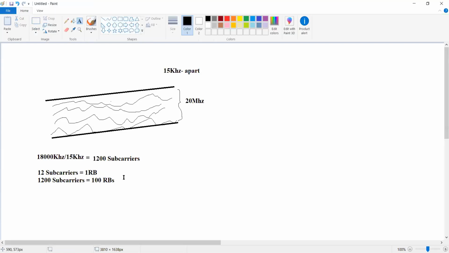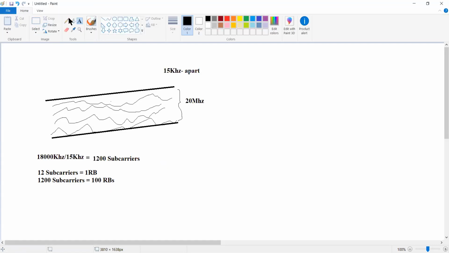So we know that 12 subcarriers is equal to 1 RB, and our 20 megahertz bandwidth contains 100 RBs. This is how the network will schedule the data in the 100 RBs. How that scheduling will happen, we'll discuss in the next class, in the attach procedure or some scheduling. So for now, make a note of this: 1200 subcarriers is equal to 100 RBs in a 20 megahertz bandwidth.